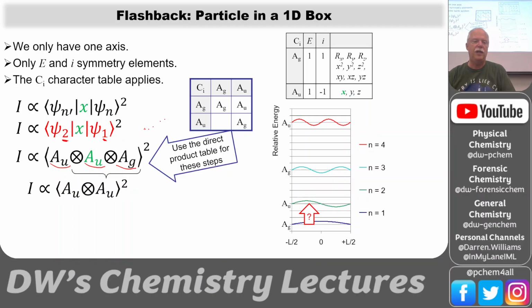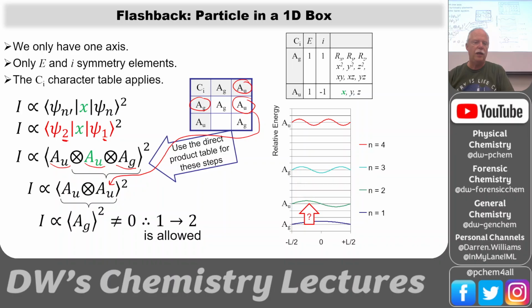And so we have AU times AG. So we have this one here, AU times AG gives us AU. And you see that's where we got this guy right there. Then we do it again. AU times AU. So we have this one here, comes across, and it's AG when we multiply those together. So we got this guy right here. And now we're done. We don't have any more multiplications to do.